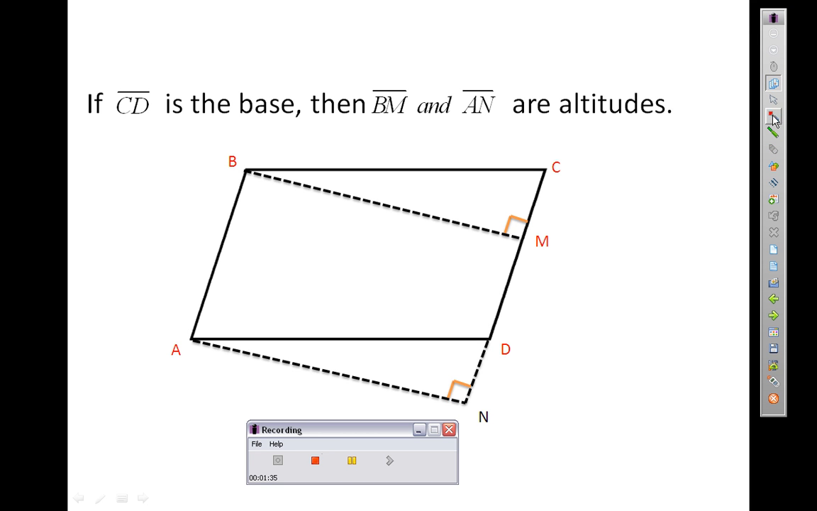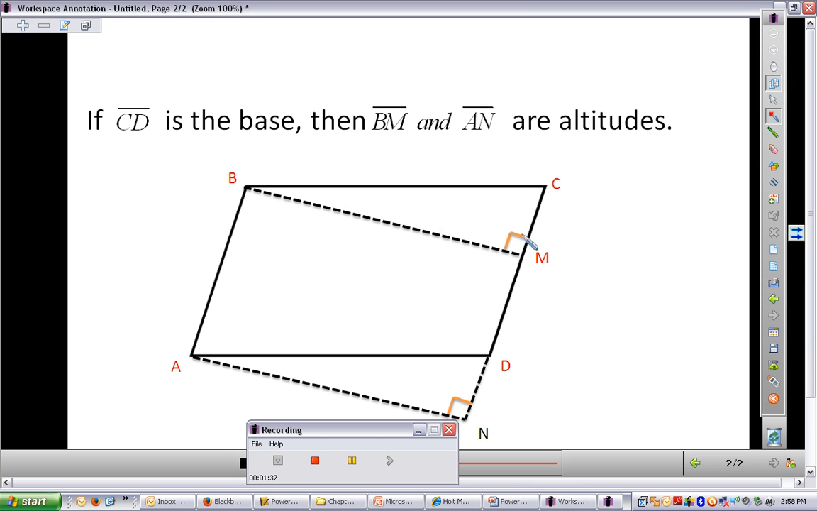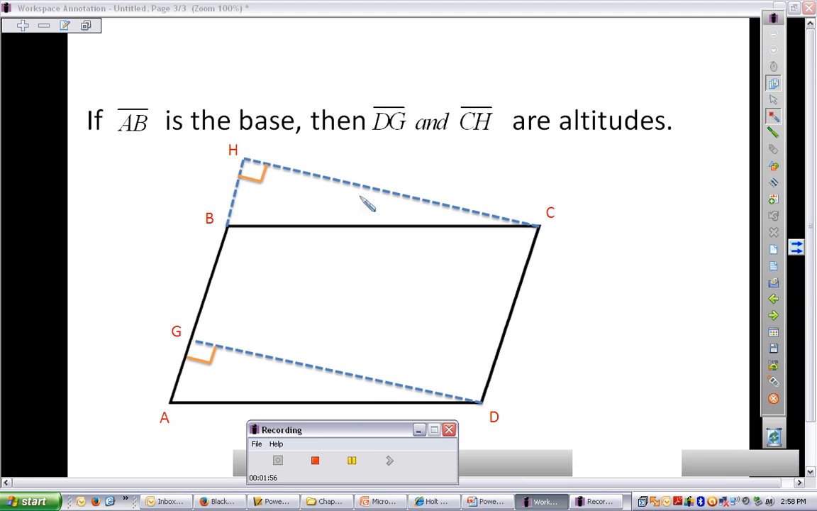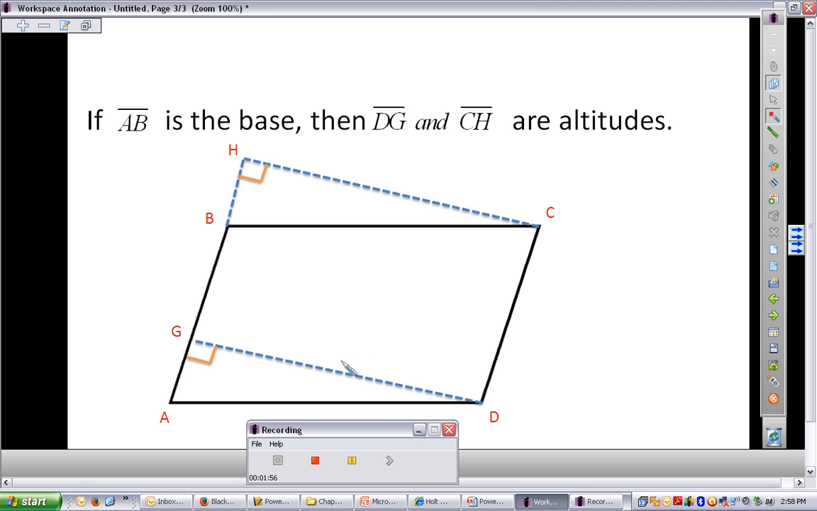Here's another example. It's the same parallelogram, but this time I have CD as my base, because as I can tell, BM and AN are my altitudes. They form the 90-degree angle at the base, at segment CD. Therefore, here's my base, and once again, my altitudes. One last time. This time I would say that AB is my base. Again, I can tell that because DG and CH are my altitudes. They form a 90-degree angle at the side opposite from the vertex where they start.